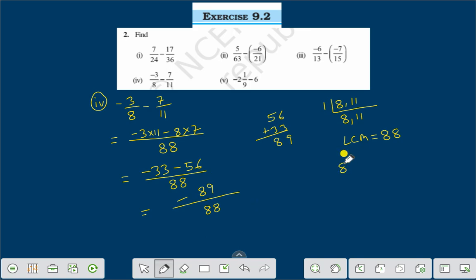Now, if we divide 89 by 88, we are getting 88 times 1 is 88. 89 minus 88 is 1. So there is minus 1 whole 1 by 88. This is the answer of question number 4.